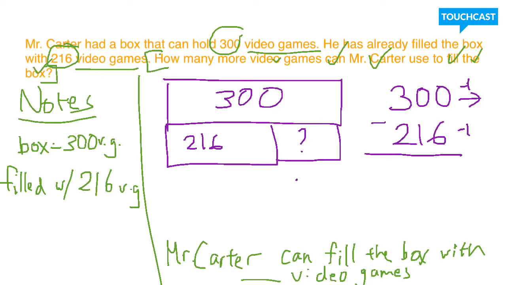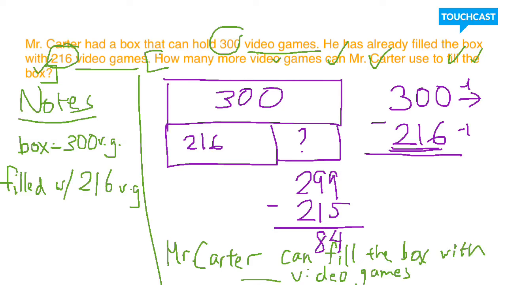What's the number before 300? Well, it's 299. I'm doing it down here because I ran out of room. And what is the number before 216? Well, just 215. So now I don't have to regroup. 9 minus 5 is 4. 9 tens minus 1 ten is 8 tens. And 200 minus 200 is 0. So Mr. Carter actually can fill his box with 84 more video games.